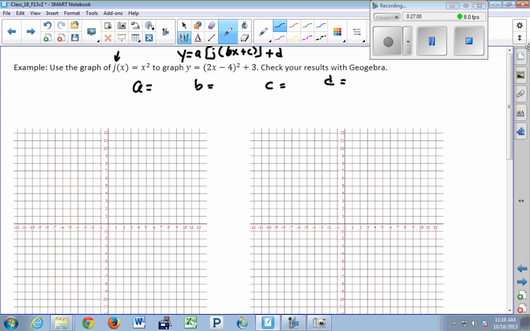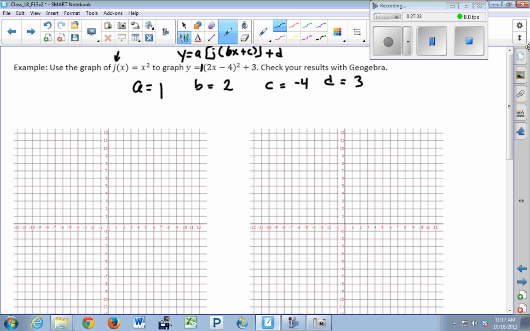C is -4. I should have written this as bx minus, okay, -4. All right. Okay. B is 2. Okay. D is 3. And what's A? 1. So you could have a 1 out here. All right.